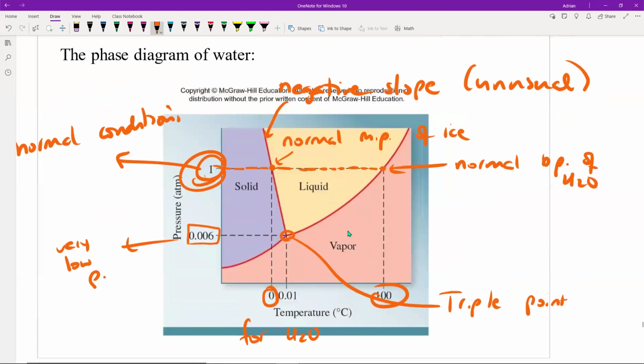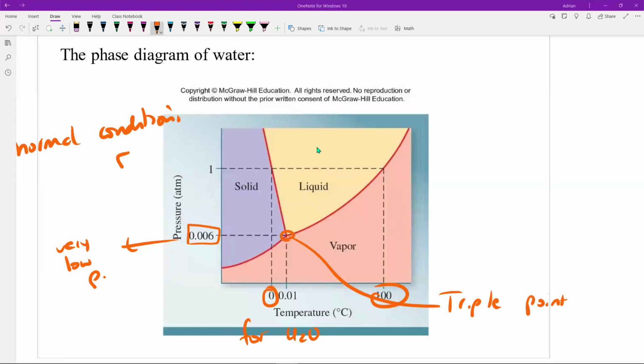So the fact that the solid-liquid line slopes backwards, in other words, there's a negative slope, has implications like we mentioned. And one of those happens, for instance, if you were to go, let's say, ice skating, for instance.